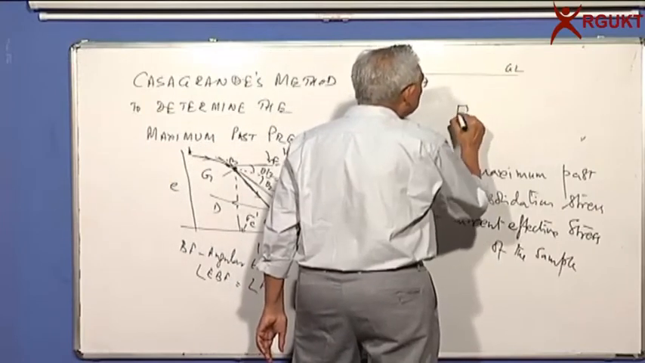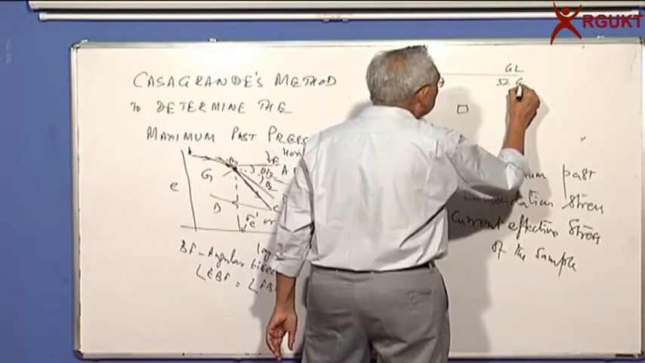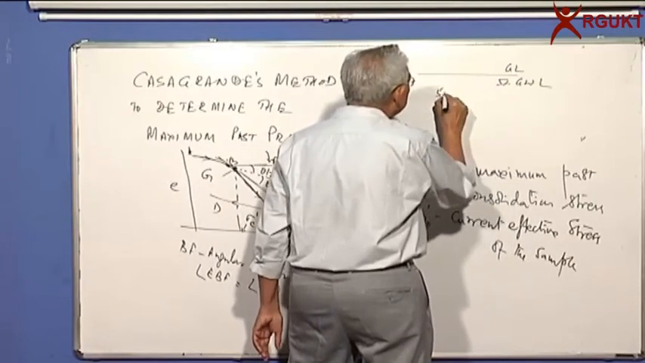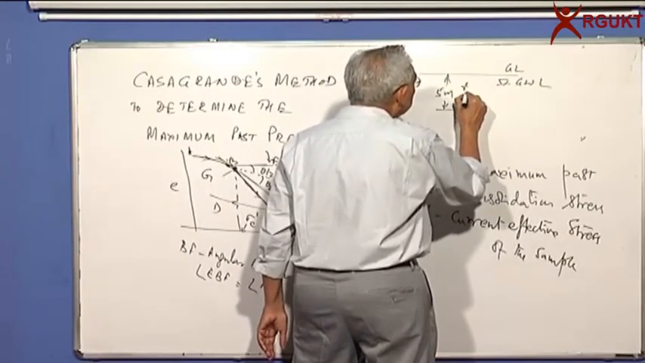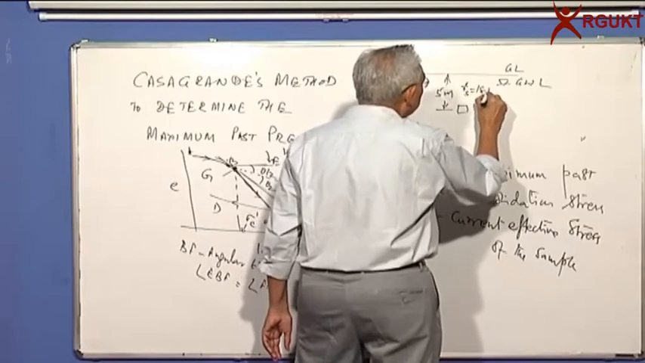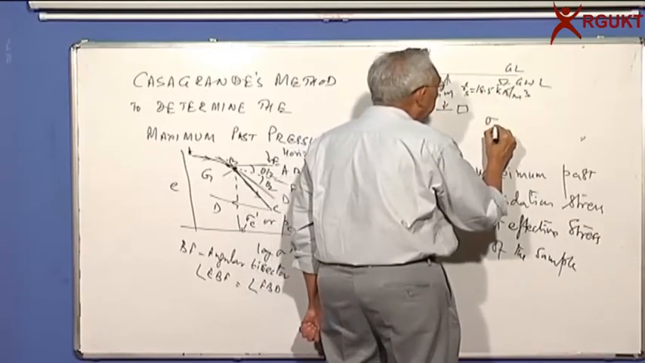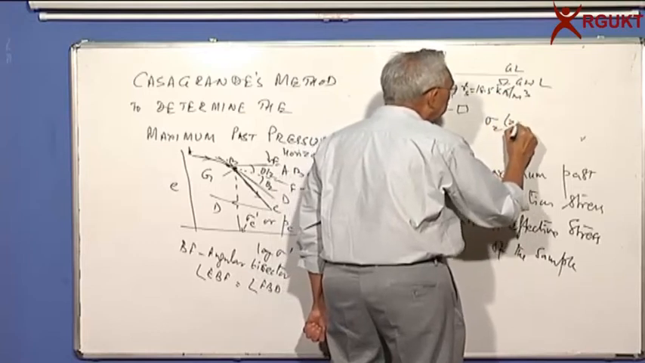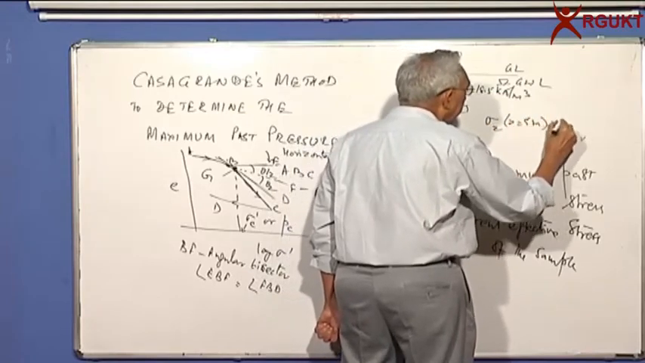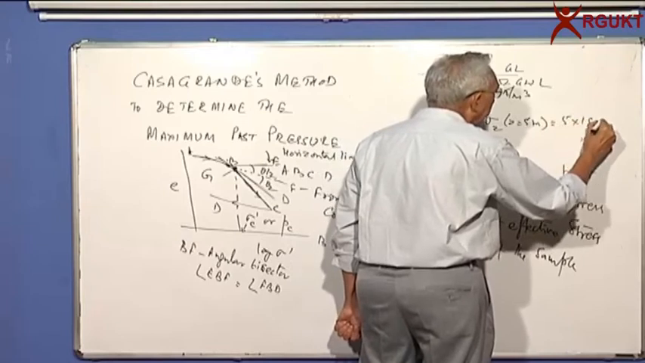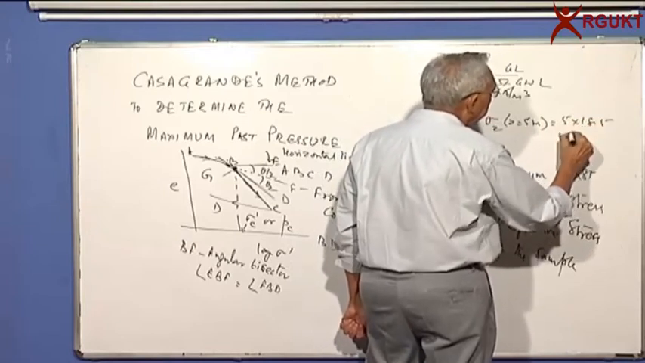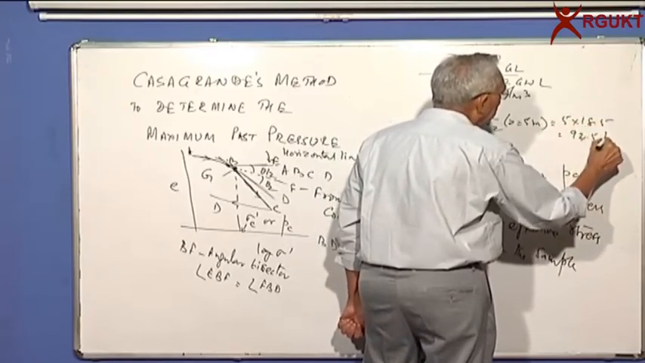You have taken, and here is the groundwater level. This is, say, 5 meters. The saturated unit weight is, say, 18.5 kilonewton per meter cubed. So the total stress sigma Z at Z equal to 5 meters is 5 into 18.5, which will give me 92.5 kPa.